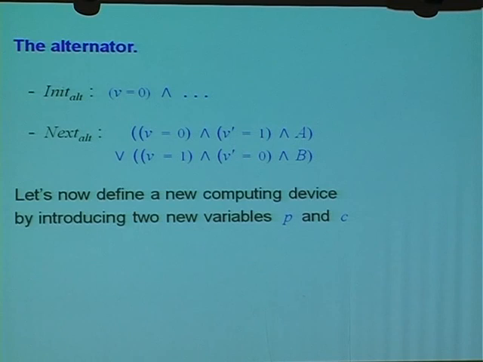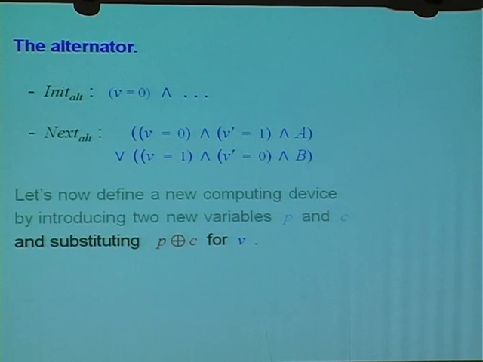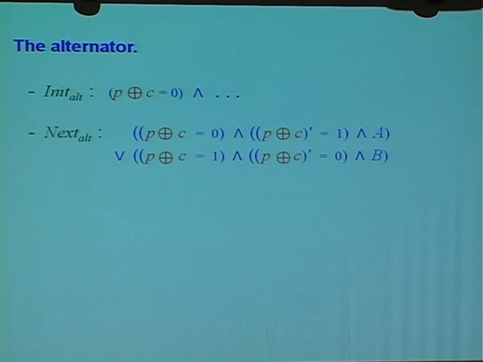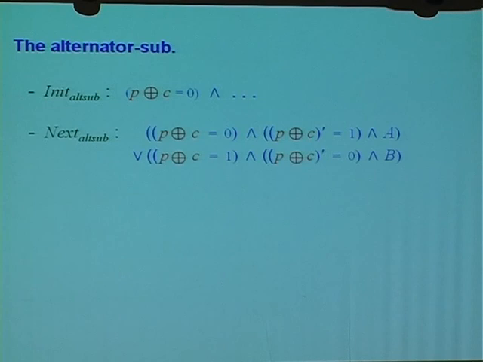And I'm going to substitute P plus C for V. It's a beautiful thing about mathematics, remember? In mathematics, you can substitute some expression for a variable. So that's what we're going to do. And we get a new computing device, one that has the variables P and C. It's got an initial predicate, it's got a next state relation. I'll call it alt sub, you know, for alternator substituted.